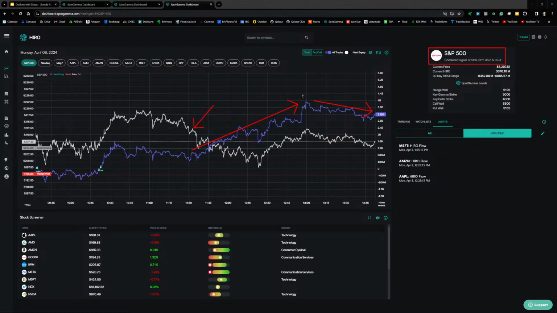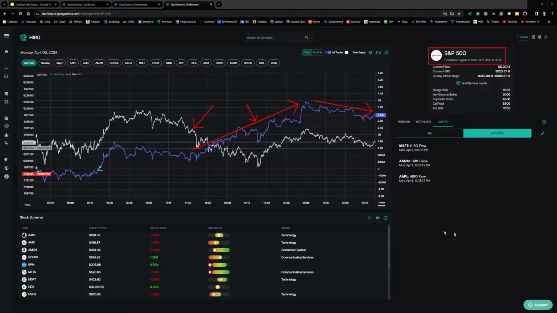So a rising hero signal, traders are taking positive options delta positions. They're buying calls and or selling puts. And a falling hero signal indicates they are taking negative delta options positions. They're buying puts and or selling calls. And remember, market makers are taking the opposite side of those trades. So when traders are taking positive delta positions, market makers take the opposite side, and they have to buy ES futures to hedge their delta exposure.